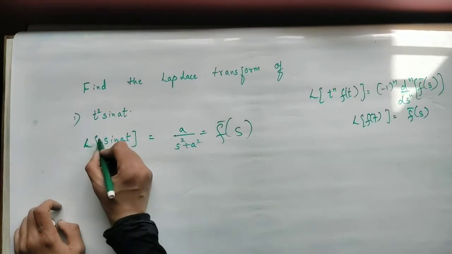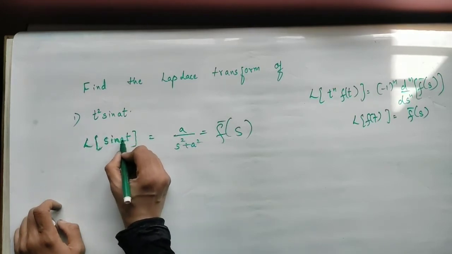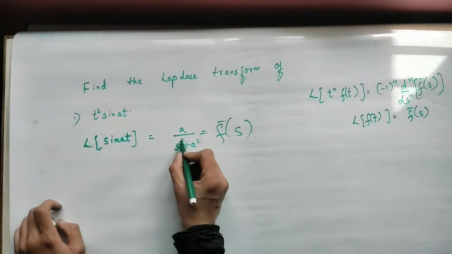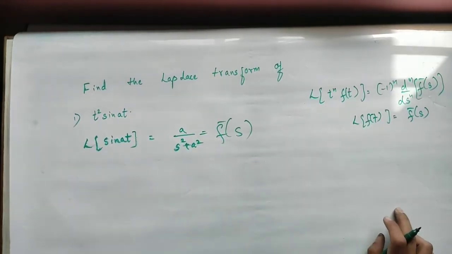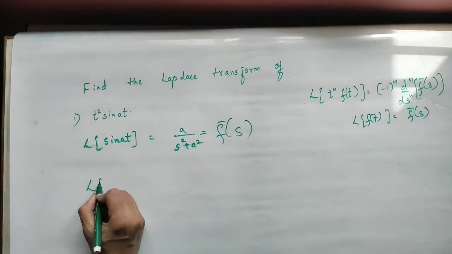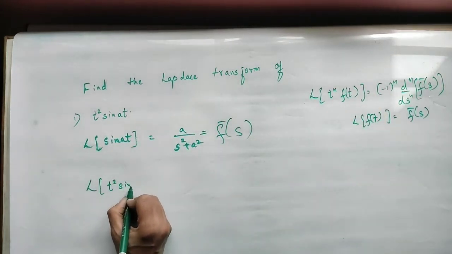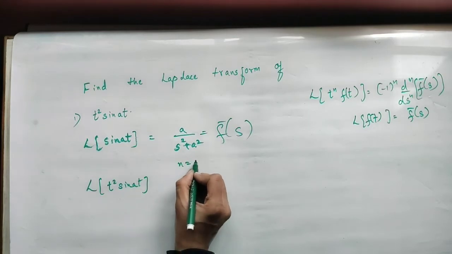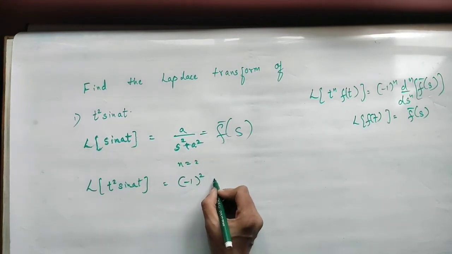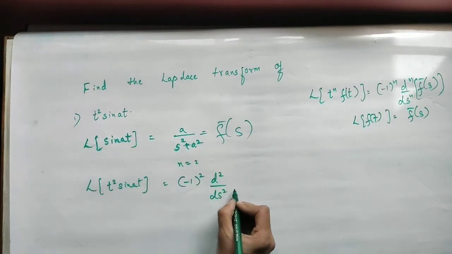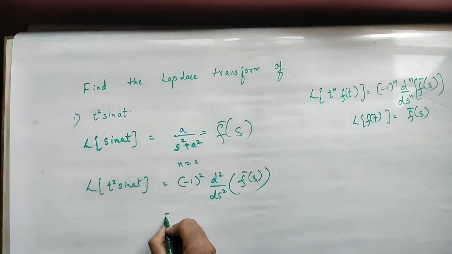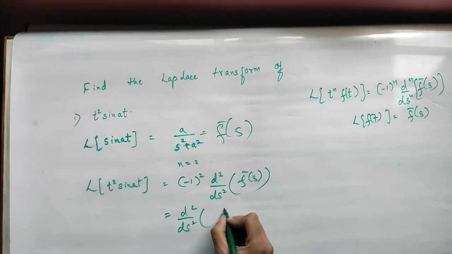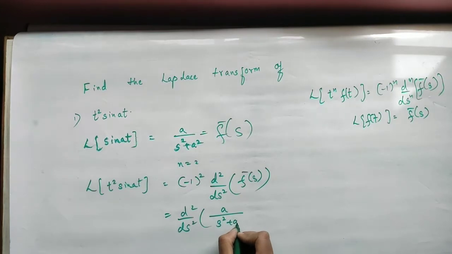So first let us write, I have written it already, the Laplace transform of sine at. That is going to be our f bar of s. Now as per that property, we will find the Laplace transform of t square sine at. The value for n is 2 here. So it is minus 1 to the power 2, second derivative of f bar of s. Now minus 1 square is plus. So it is a divided by s square plus a square.